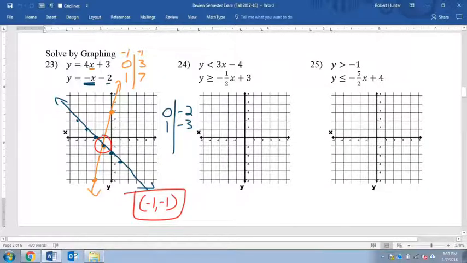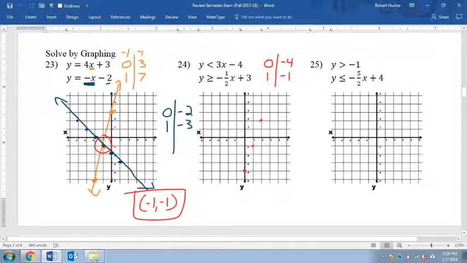All right. 24 and 25 are the exact same way except for shading. You start off by graphing the line, but remember, less than is below, greater than is above. You've got to remember where it's shaded. But here we go. Let's start with, I like 0 and 1 because it gets me going. 0 minus 4 is negative 4. 3 minus 4 is negative 1. So 0, negative 4. 1, negative 1. And I can keep following that out.